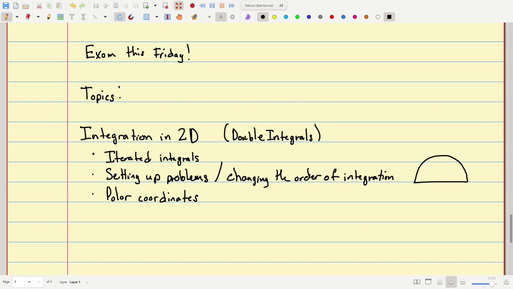Both of these ideas are virtually guaranteed to show up on the test. Polar coordinates is very important. It's important that you recognize when it's a good idea to use it. Also remember that we could talk about polar coordinates in a situation where the domain is an annulus or a part of an annulus. That's another situation where you might want to break out polar coordinates.